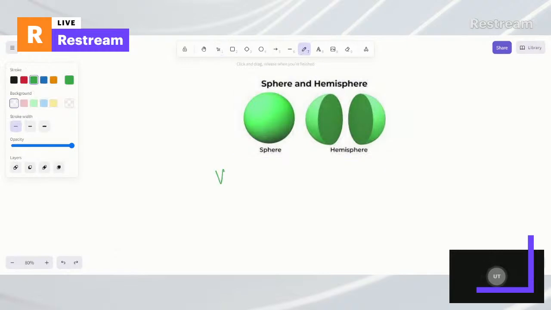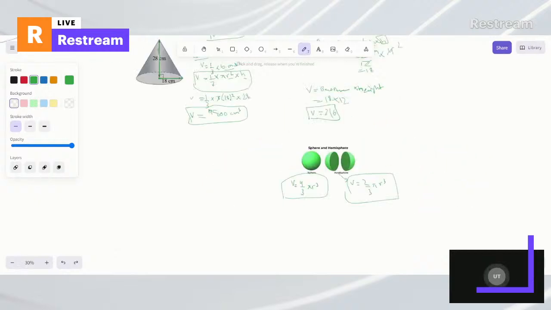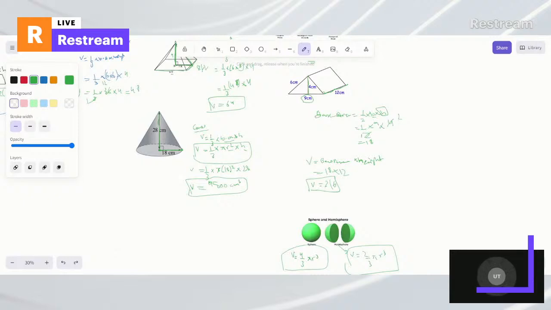So the volume of a sphere is 4 over 3 pi r cube. Now the volume of the hemisphere is going to be half of that, so it's going to become 2 over 3 pi r cube. So those are the volumes of a sphere and hemisphere. We have now completed the volumes for the 3D figures.